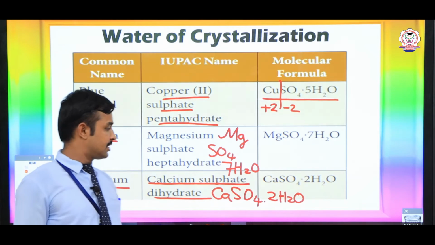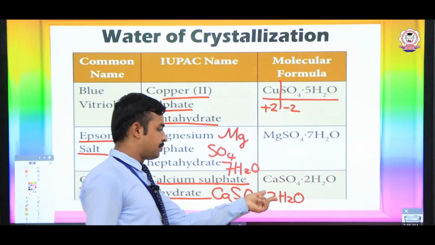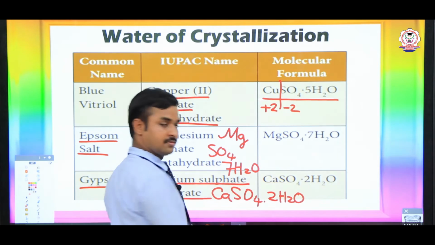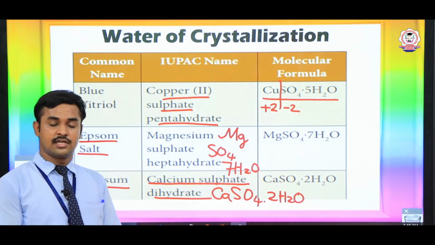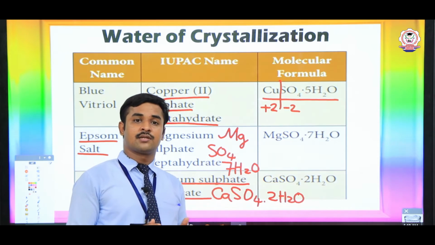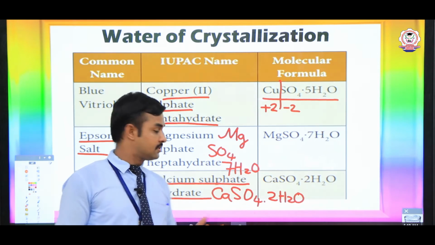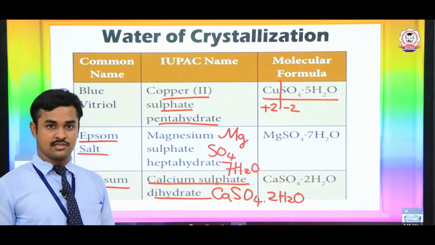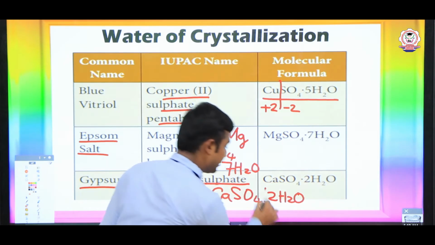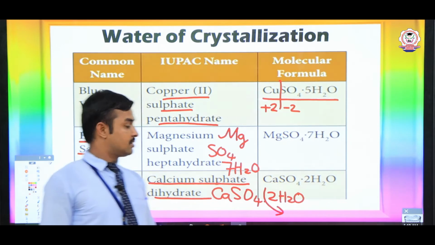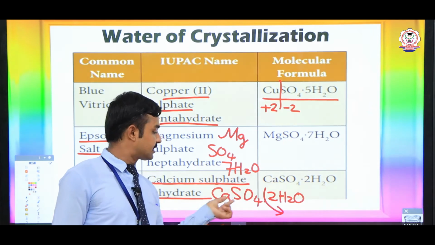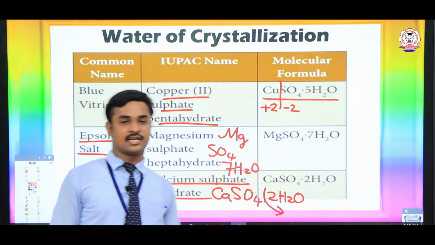Listen students, note one thing: between CaSO4 and 2H2O we put a dot. Why do we put the dot? It means the two parts do not interact with each other by bonding attraction. There is no bonding between the molecules. They are only attached and can be removed at any time. So the attached molecule is represented with a dot, and CaSO4·2H2O is the correct form.